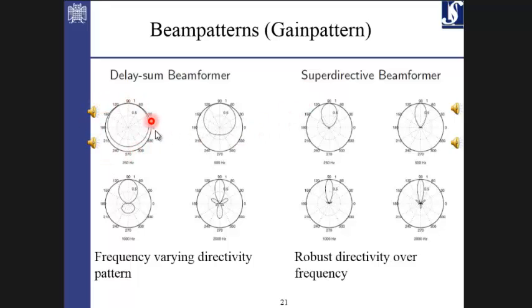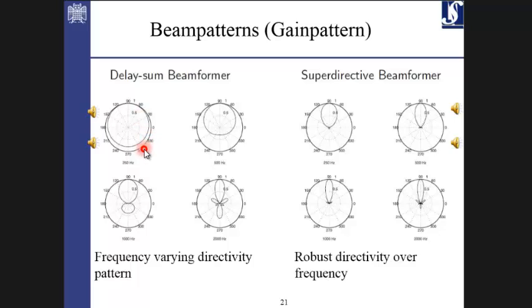So here you see the gain patterns for different frequencies. Here it's for 250 hertz, 500 hertz, 1 kilohertz and 2 kilohertz. So we see that for different frequencies, the gain pattern is different. For the SuperDirective beamformer, you see that the pattern is more robust, and for different frequencies, you have a good direction for all the cases. And the direction is much tighter than what you have for the delay and sum beamformer.